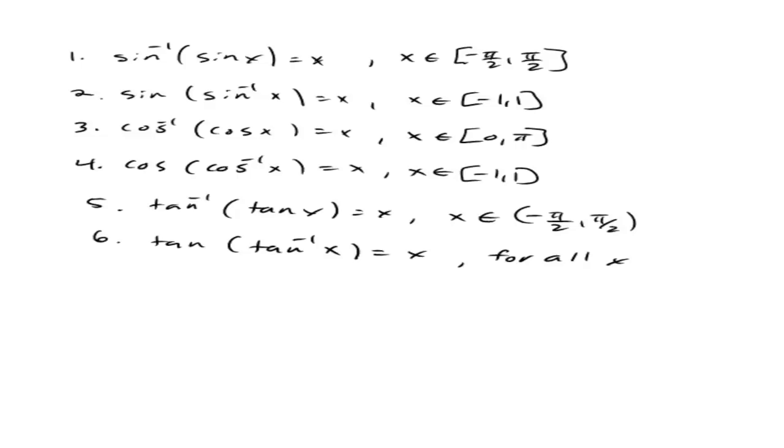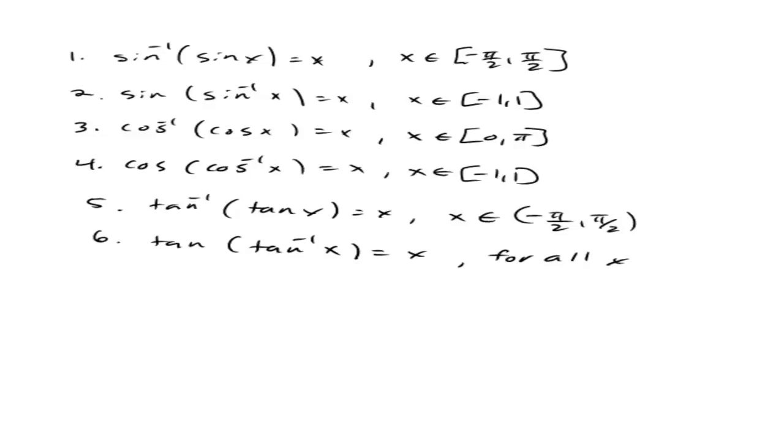Cosine inverse of cos x equals x if x is in the interval 0 to pi. The cos of cos inverse x equals x if x is in the interval minus 1 to 1. The tan inverse of tan x equals x if x is in the interval minus pi over 2 to pi over 2 exclusively. And the tangent of tan inverse x equals x for all x.